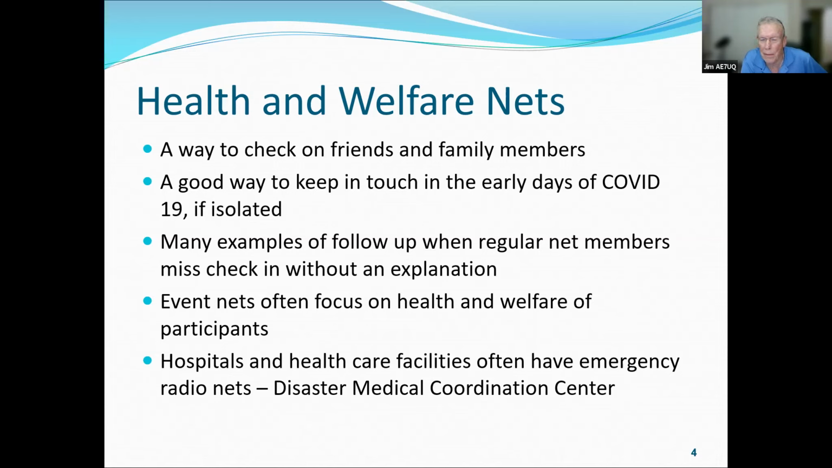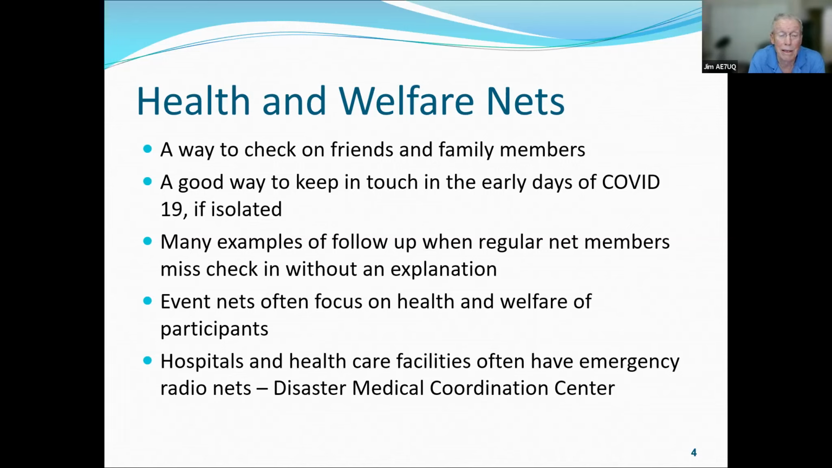There were a lot of nets that happened or were more popular during the early days of COVID, when everybody was isolated. It was a good way to keep in touch with your friends, particularly if you had some that were sick. And we've had many examples where you have a regular net and you hear somebody every day, and then all of a sudden they don't show up. "Hey, we haven't heard from Fred on the net for several days now. Does anybody know what's happened with Fred?" And somebody says, "Well, wait a minute, he lives right down the street. I can go check on him." And then you might find out that, oh yeah, turns out he's on vacation, he didn't tell us.